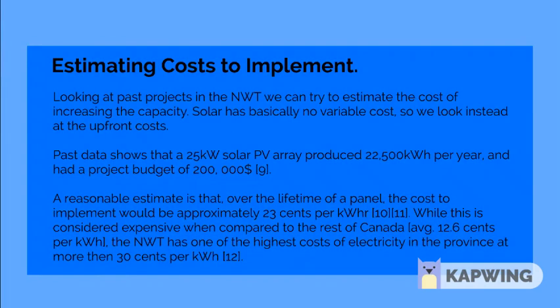Past data shows that a 25 kilowatt solar PV array produced 22,500 kilowatt hours per year, and that one had a project budget of about $200,000. A reasonable estimate is that over the lifetime of a solar panel, the cost to implement will be about 23 cents per kilowatt hour. While this is a pretty pricey commodity, you also need to consider that the Northwest Territories has one of the highest costs of electricity in Canada at about 30 cents per kilowatt hour.